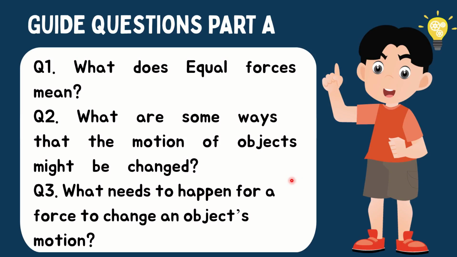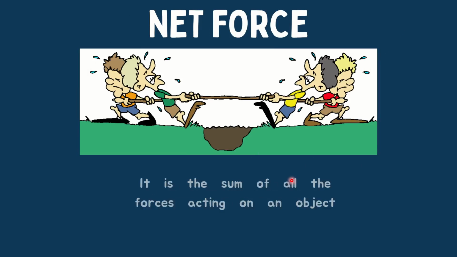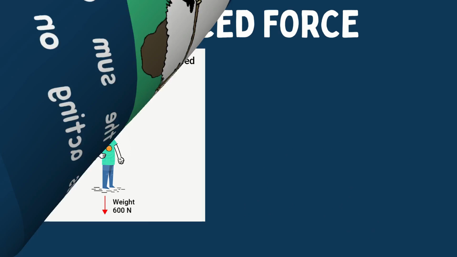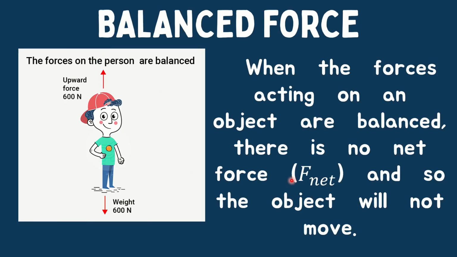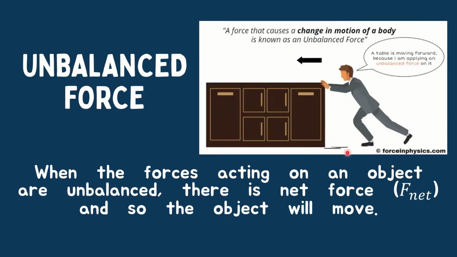Now, let's continue. Let's have again some key concepts. When we say net force, it is the sum of all the forces acting on an object. When the forces acting on an object are balanced, there is no net force and so the object will not move. On the other hand, when we say unbalanced forces, the forces acting on an object are unbalanced. There is net force and so the object will move.